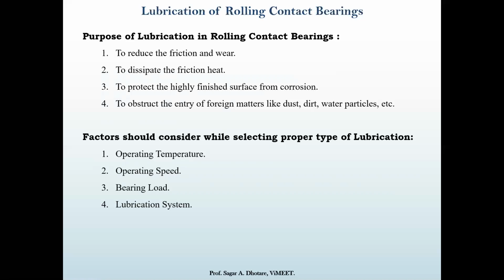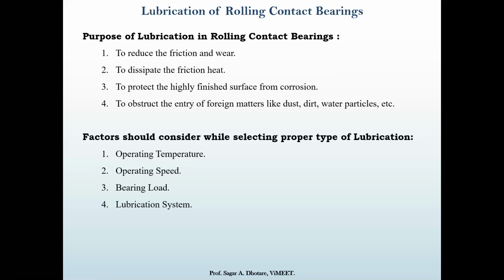About the operating speed, if the operating speed is low, grease is suitable, whereas if the operating speed is high, lubrication oil is suitable. As the speed increases, the friction increases and the temperature increases. That's why for low speed we use grease as a lubricant, and for high speed we use oil as a lubricant.